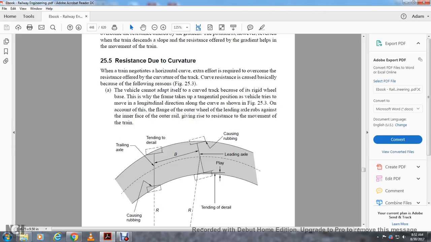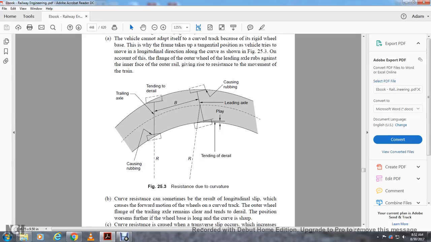25.5 Resistance due to curvature. When a train negotiates a horizontal curve, extra effort is required to overcome the resistance offered by the curvature of the track. The curve resistance is caused basically because of the following reasons. As shown in figure 25.3, the vehicle cannot align itself with the curved track because of the rigid wheelbase, while the frame takes the tangential position and the wheel tries to move in the longitudinal direction along the curve. On this account, the flange of the outer wheel of the leading axle will rub against the inner face of the outer rail, giving rise to resistance to the movement of the train.